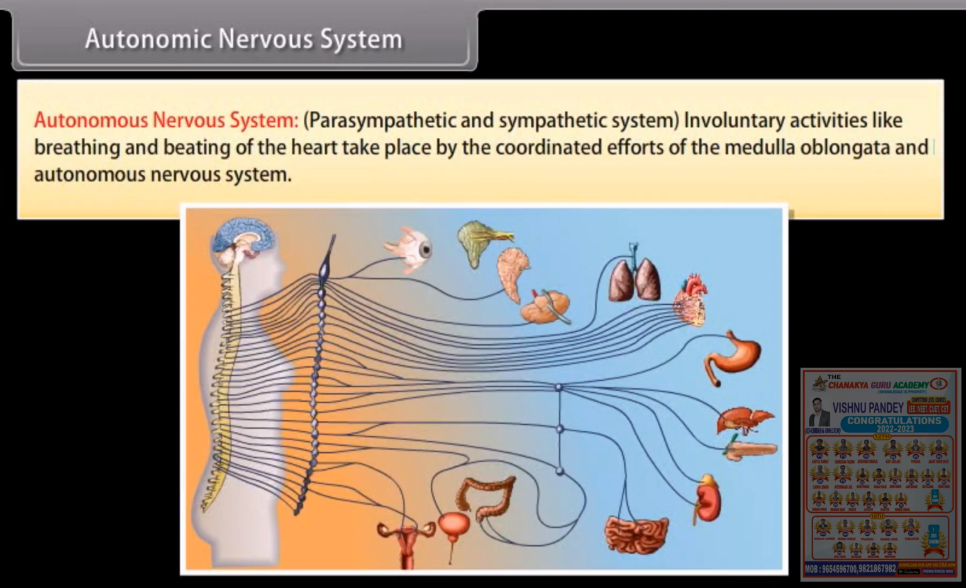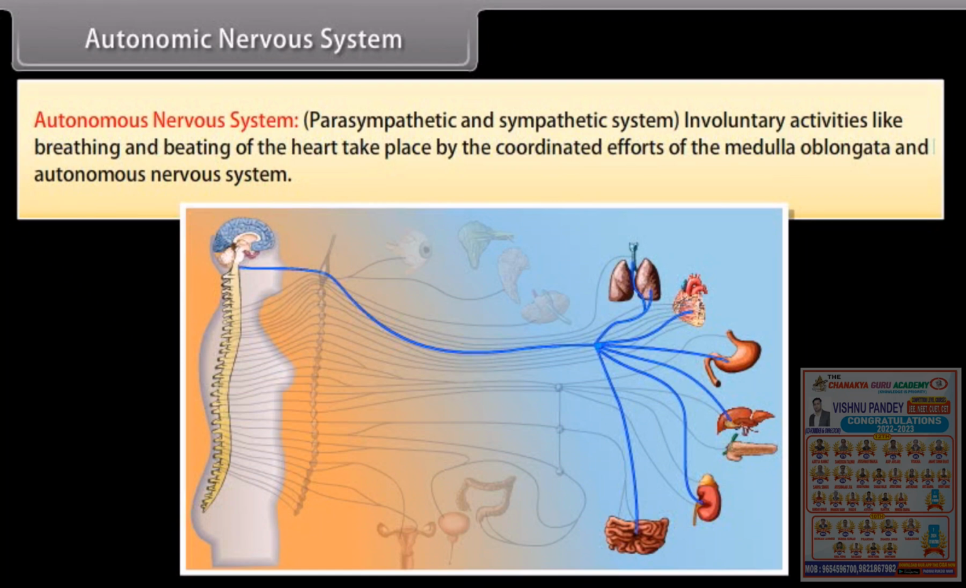Autonomic nervous system, autonomous nervous system: parasympathetic and sympathetic system. Involuntary activities like breathing and beating of heart take place by the coordinated efforts of the medulla oblongata and autonomous nervous system.